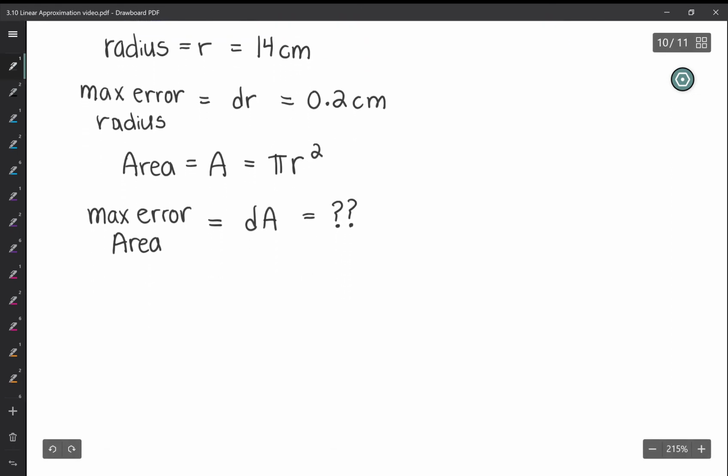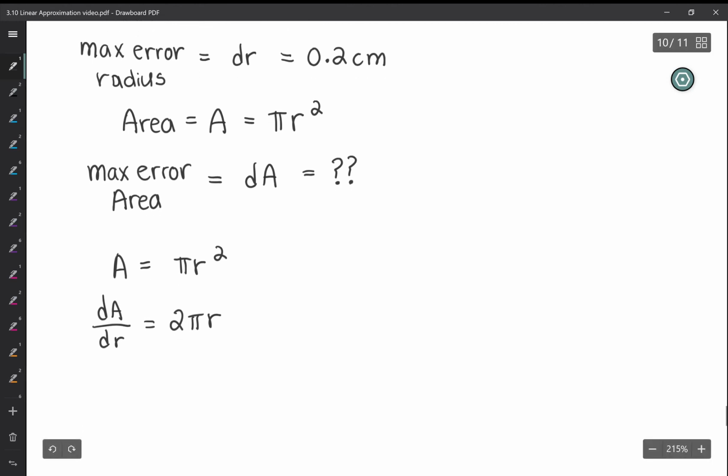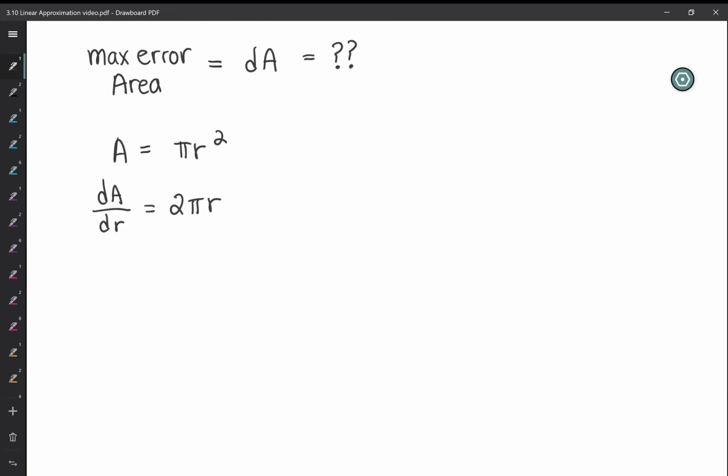The area is a function of the radius, so we know that A is equal to that pi r squared, and we can find the derivative of the area with respect to the change in the radius. So we have dA dr is equal to 2 pi r. Then we can solve for that differential dA by multiplying both sides by dr. So we have that dA is equal to 2 pi r dr.